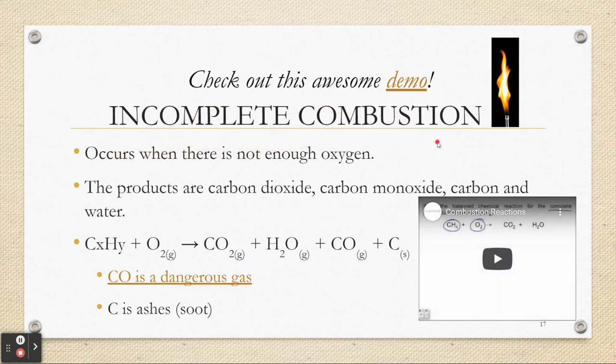So incomplete combustion reactions are still combustion. We have a hydrocarbon reacting with oxygen in a much similar way we had before, except this time it's going to be when there's not enough oxygen. There's insufficient oxygen. And usually we get an orange flame. So what products do you get when you do this? Well, you get carbon dioxide and water like normally, but you also get this dangerous stuff, carbon monoxide, and then soot, which is just solid carbon.